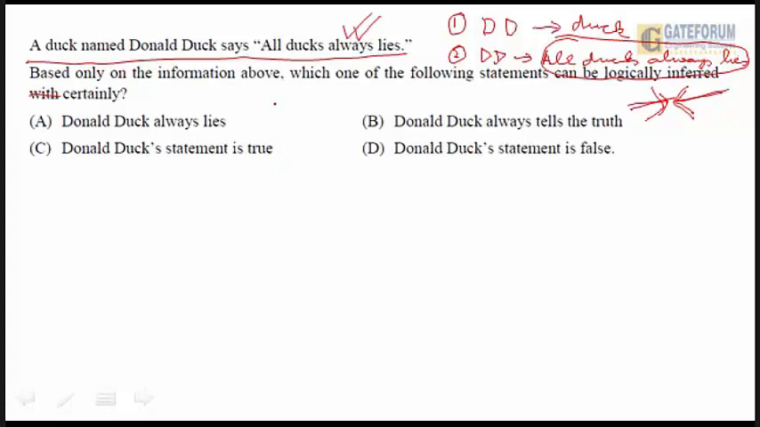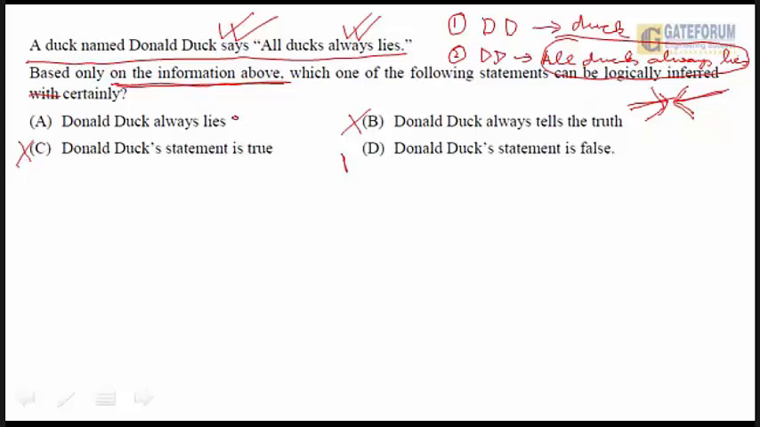Maybe, may not be. Okay. Donald Duck is saying all ducks always lie. Okay, let us see. "Donald Duck always tells the truth" is absolutely wrong. "Donald Duck's statement is true" can never be possible. Now, "Donald Duck's statement is false." Now, this is absolutely true because it is based only on the information above. I don't have to take other information. As per the information, this statement can never be true. This statement is always false.